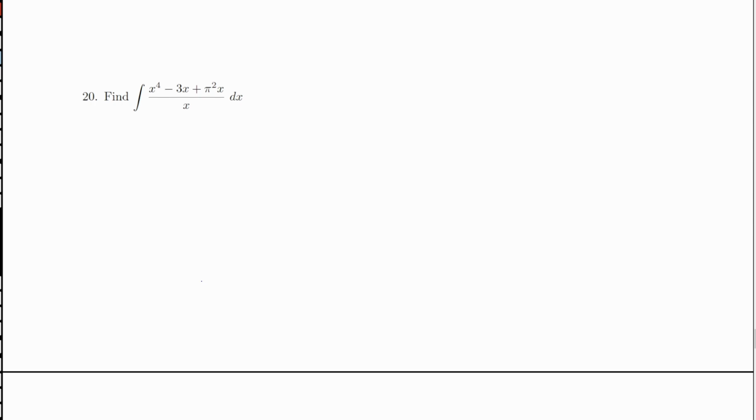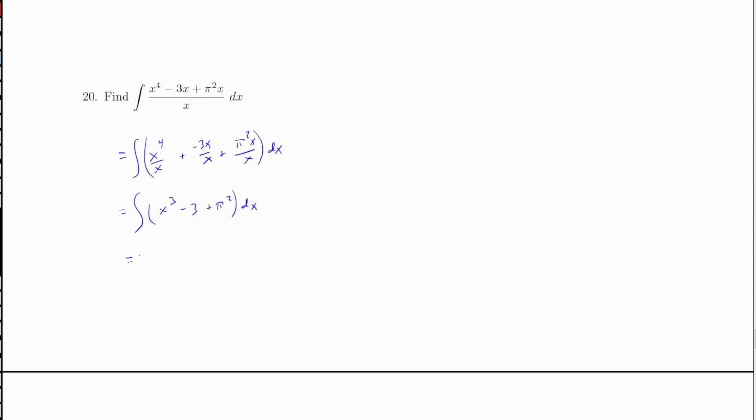Problem 20. Before I integrate, I need to get rid of the quotient because I don't have a quotient rule for integrals. So we're going to do some algebra first. I'm going to break this up into 3 separate fractions. I'm dividing each one by x separately. So we'll have x to the 4th over x plus negative 3x over x plus pi squared x over x that I'm integrating dx. And so this is going to give me x cubed minus 3 plus pi squared.